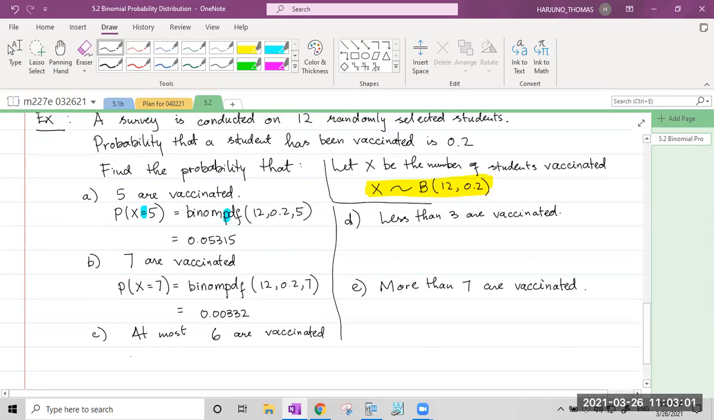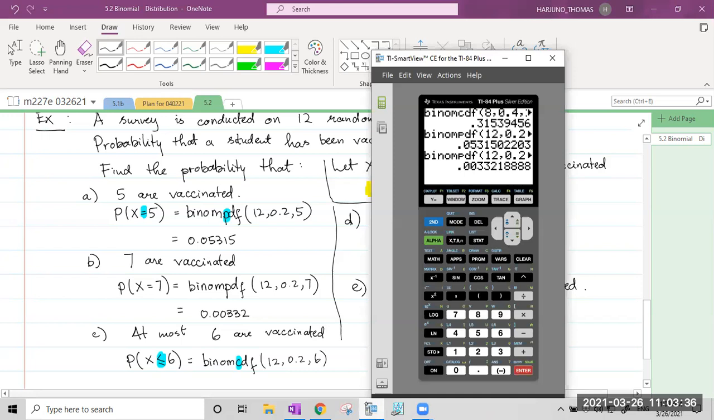Okay, now how about part C? The probability of at most 6, so x is less than or equal to 6. That will be binom Cdf. Up to 6, at most 6, you use Cdf. That will be 12, 0.2, 6. That's binom Cdf: number of trials 12, probability of each success 0.2, the x value is 6, up to 6 successes. 0.996096, so 0.99610.